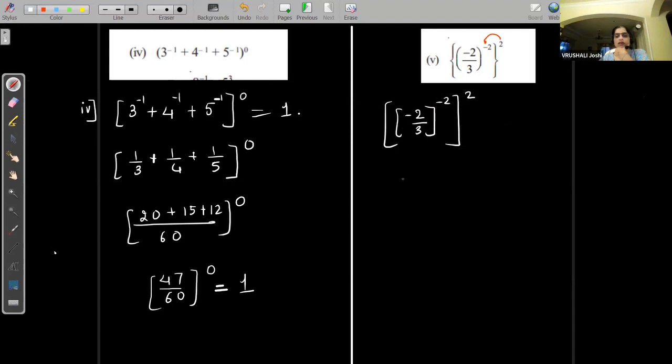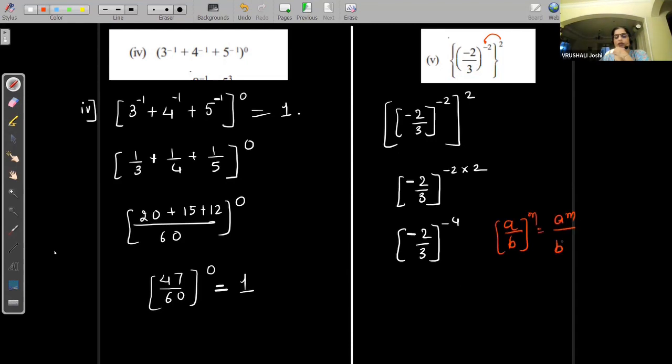So now everybody knows it, correct? It is equal to minus 2 by 3 raised to minus 2 multiplied by 2. So it's equal to minus 2 by 3, the whole raised to minus 4. Now we have another rule there. A by B, the whole to the power M is equal to A to the power M divided by B to the power M. If you don't remember it, write it. This can be written as minus 2 raised to minus 4 divided by 3 raised to minus 4. Are we clear?